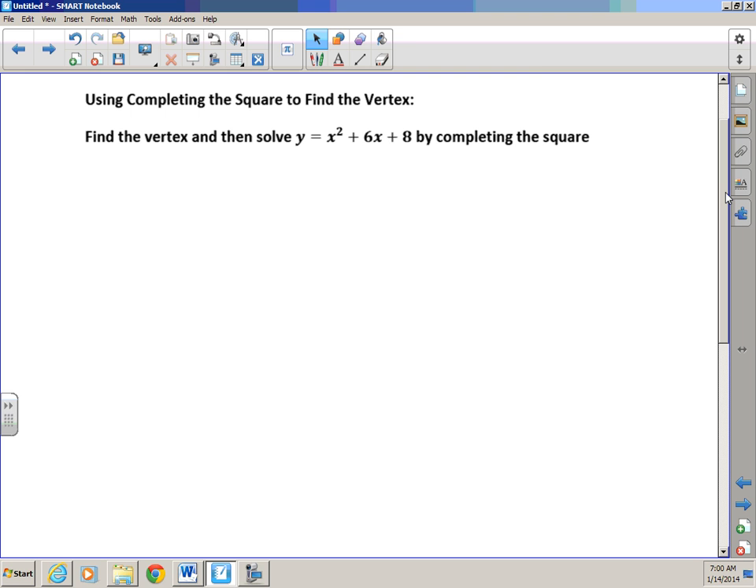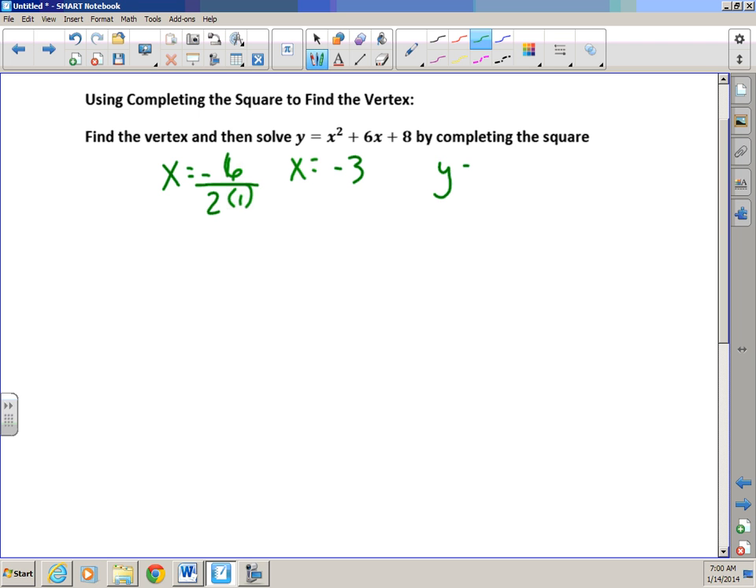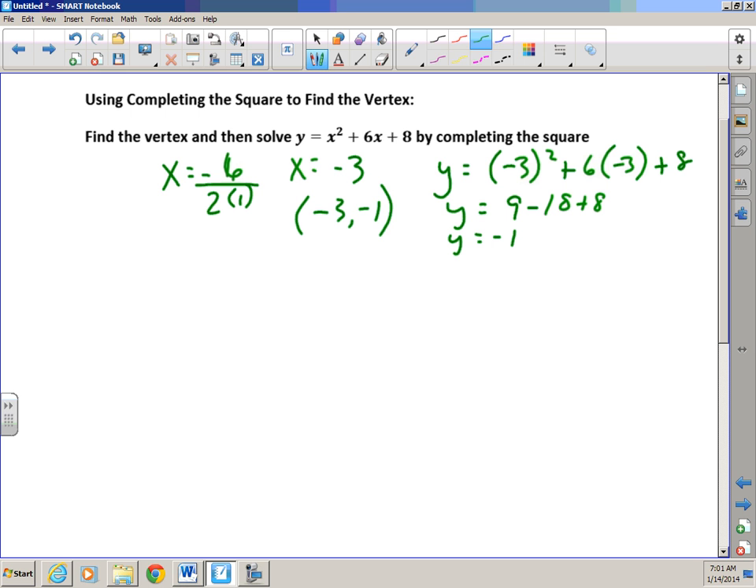Now, let's confirm what we expect the vertex to be. We expect the vertex to be negative b, which is 6, over 2 times 1, or x is equal to negative 3. So there's my axis of symmetry. I plug in negative 3 for x, and I get 9 minus 18 plus 8, or negative 1. So I'm expecting negative 3, negative 1 is my vertex.